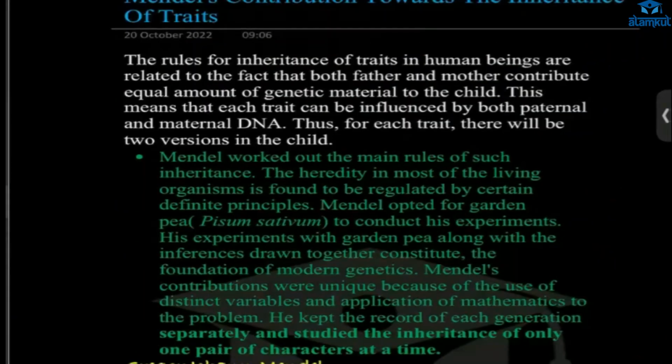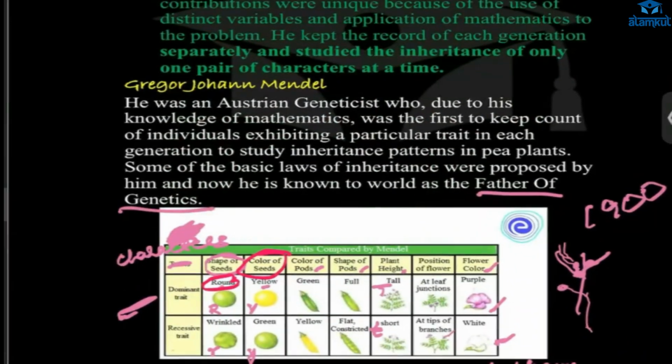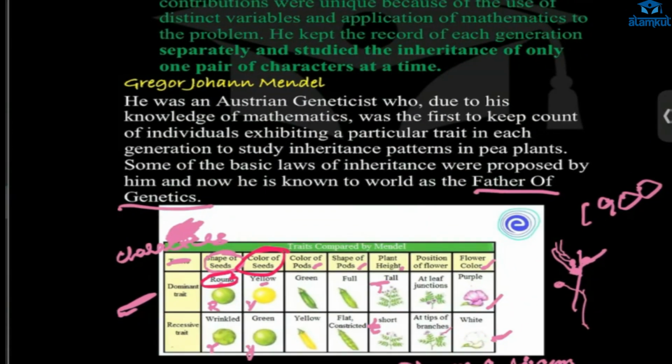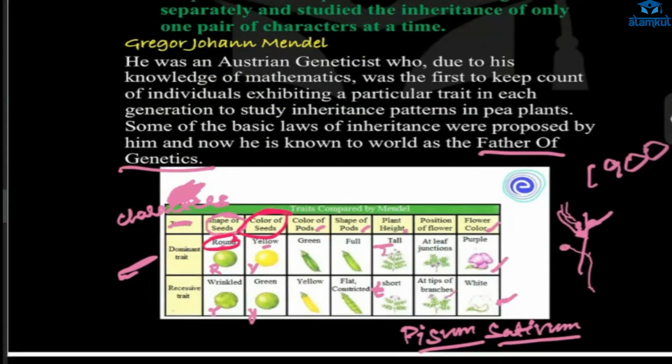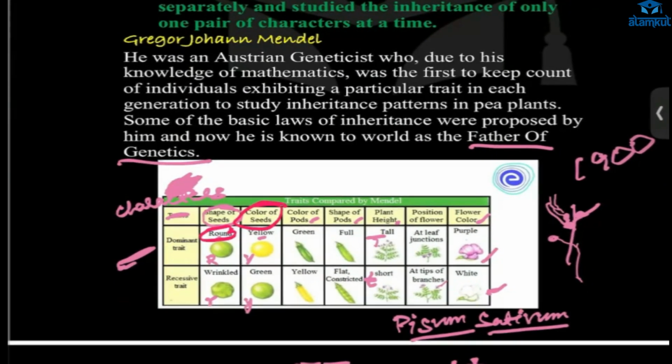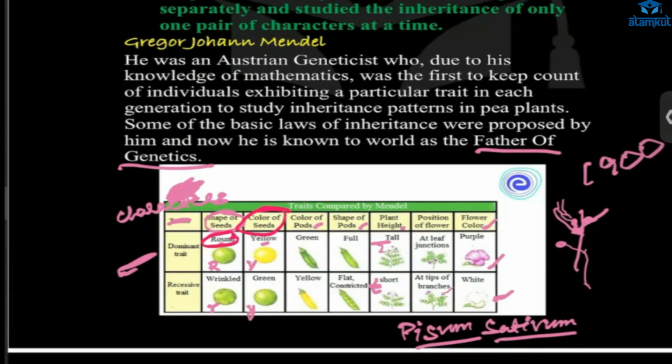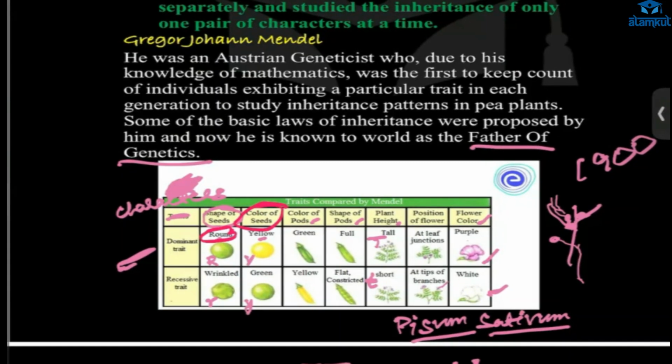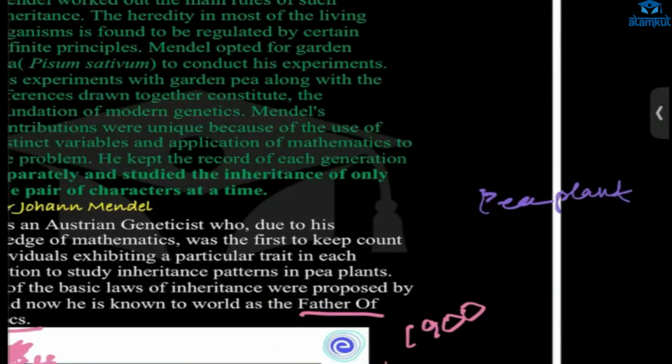Next, we talked about Mendel. So this Mendel, right? He used mathematical knowledge on biology. When he did this experiment, he experimented on Pisum sativum, pea plant. Okay, Pisum sativum.